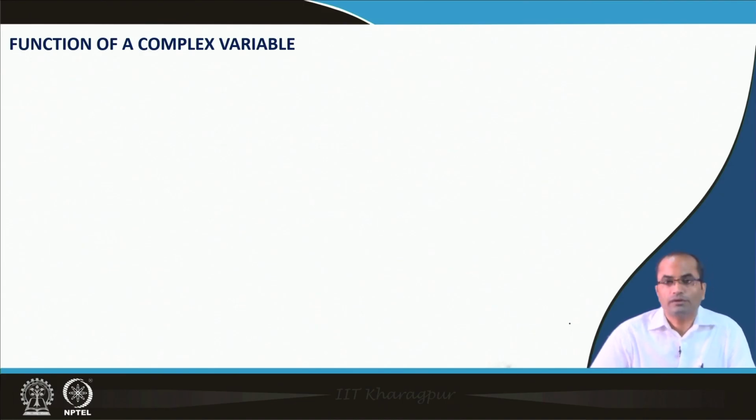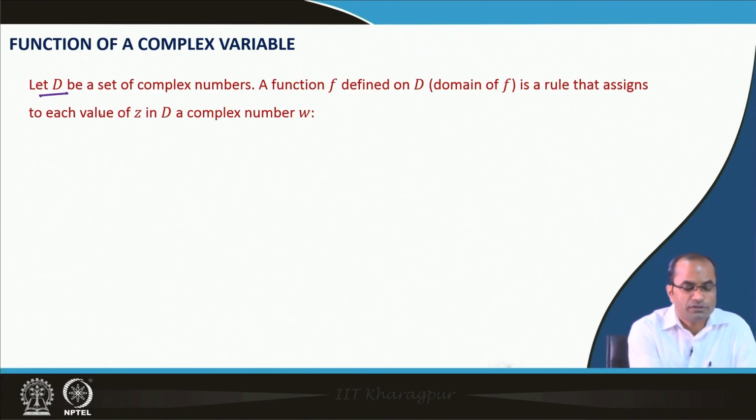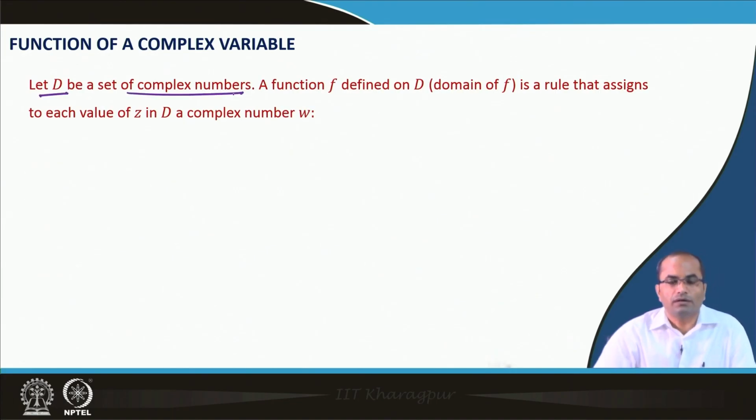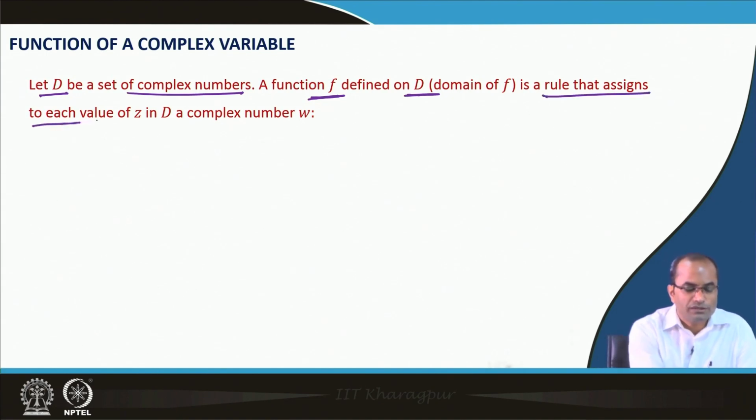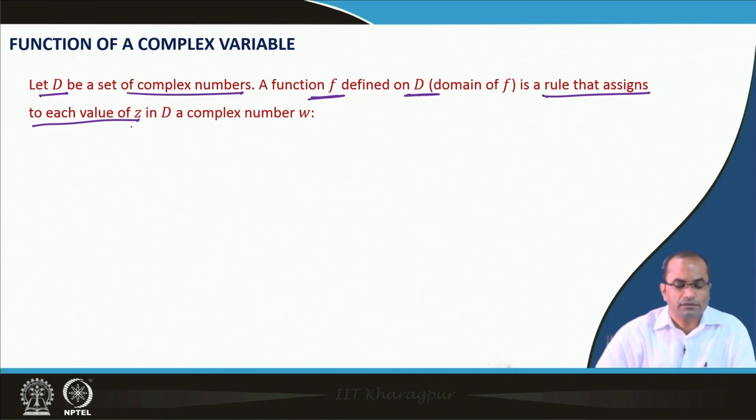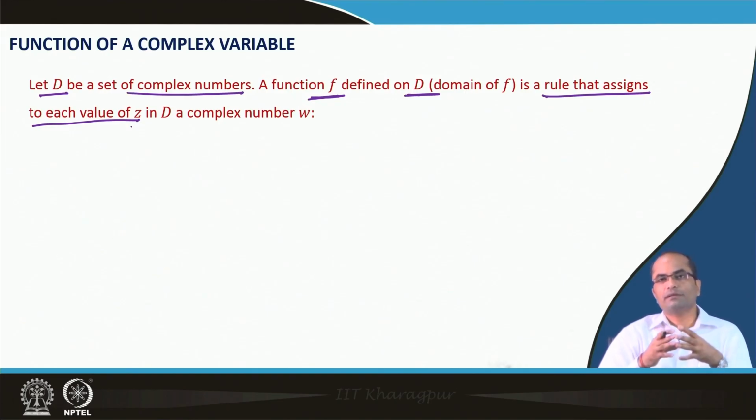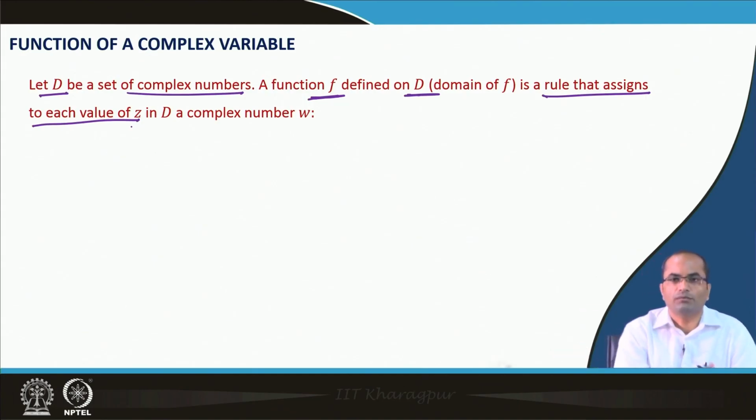Now, defining the function of a complex variable. Let us suppose D is a set of complex numbers, a part of the full complex plane C, and a function f is defined on D, which we usually call the domain. The function defined on D is a rule that assigns to each value of z in this set D another complex number w. So, f takes a complex number as input and produces a complex number. That is the function, a mapping from complex numbers to complex numbers.